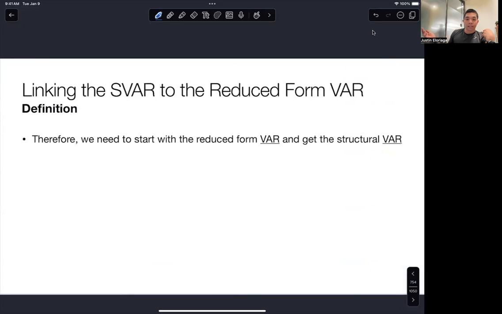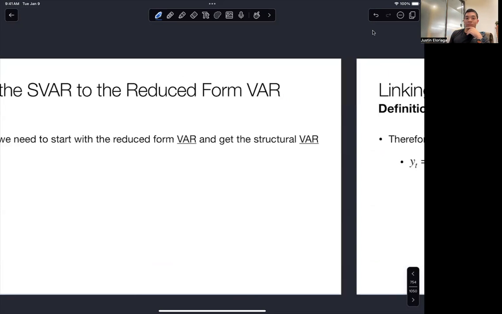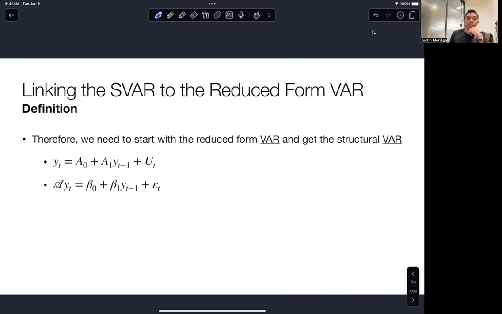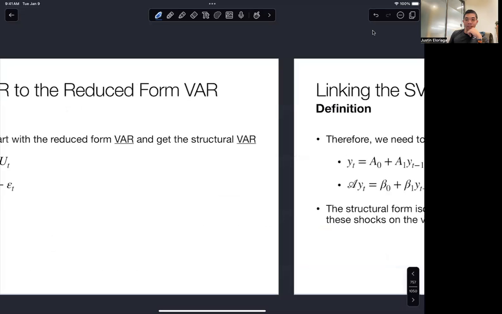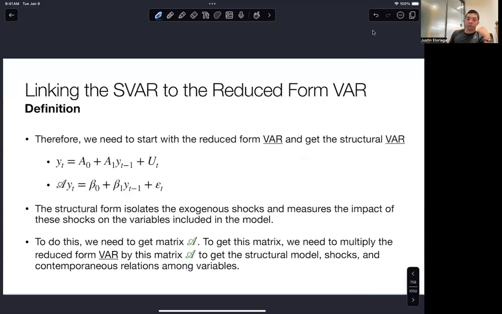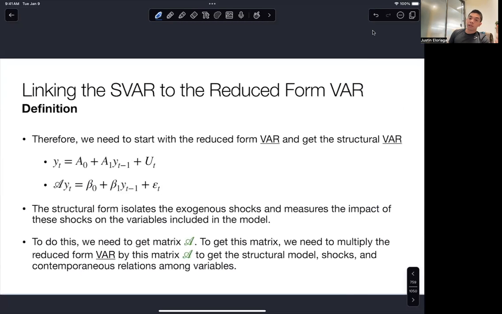Then what we need to do is start with the reduced form VAR and use the matrix script A, the matrix of contemporaneous correlations, to get the structural VAR, right? So run this one first, then you're going to be able to get this one, right? So the structural form isolates the exogenous shocks and measures the impact of these shocks on the variables included in the model, right? So to do this, we need to get matrix A.